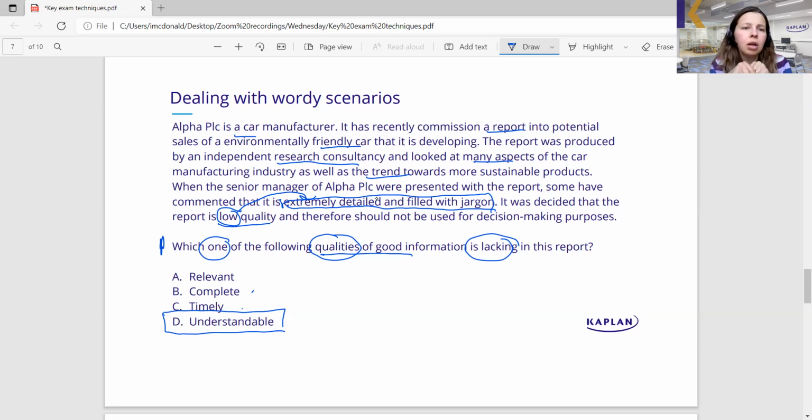So when you're dealing with wordy scenarios, find that requirement line first, understand what it is you're looking for in that wordy scenario, and then it will be easier for you to identify that information, easier for you to then tie that information to the available answer options.